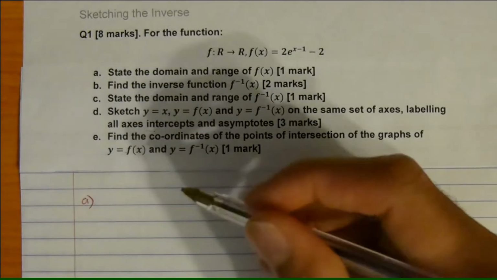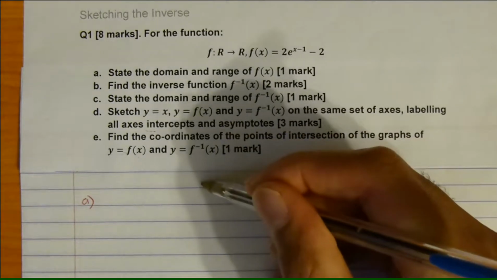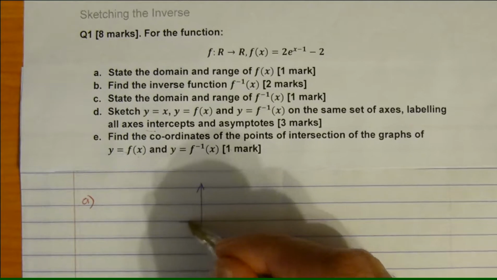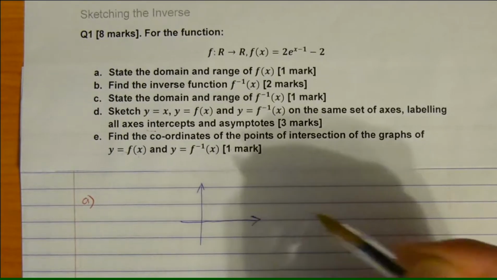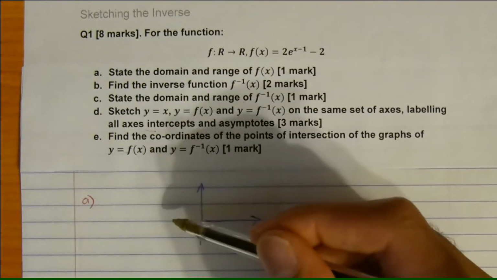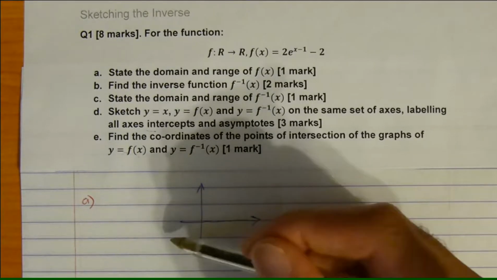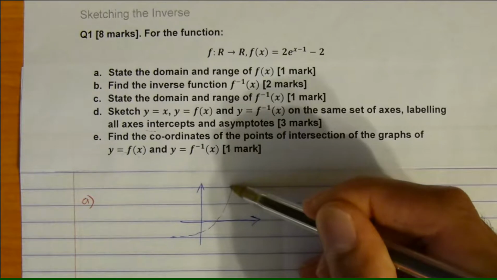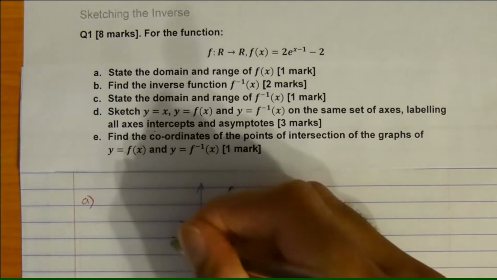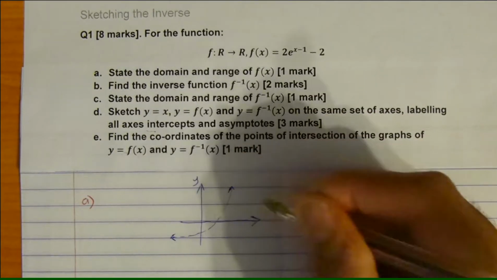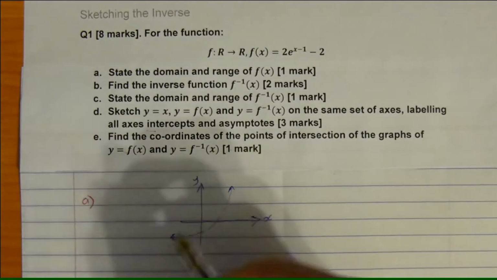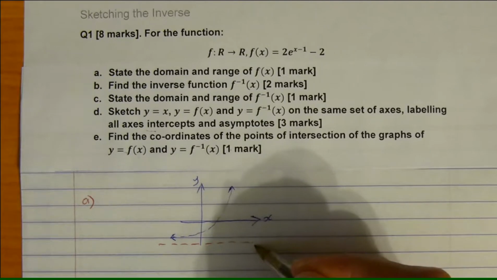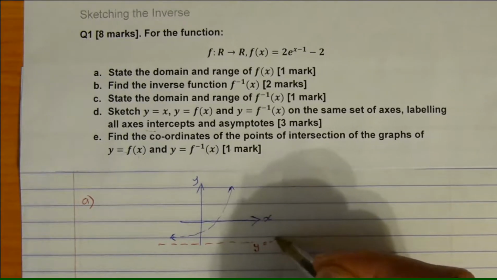So just doing a quick little sketch here, you can imagine that from the basic graph, my new graph would now look something like this. It's my e to the x graph, and with that translation downwards at y equals -2.